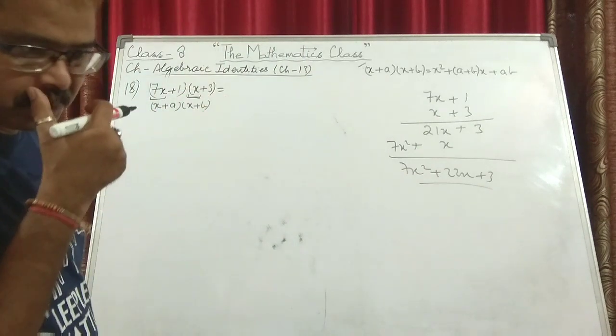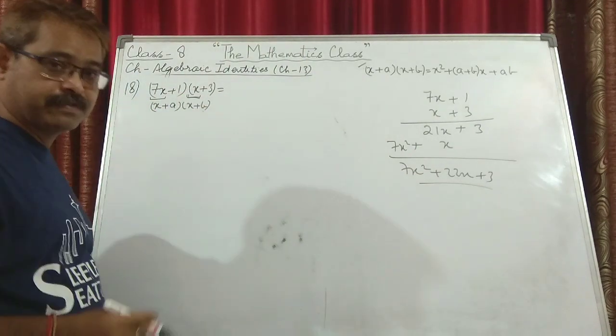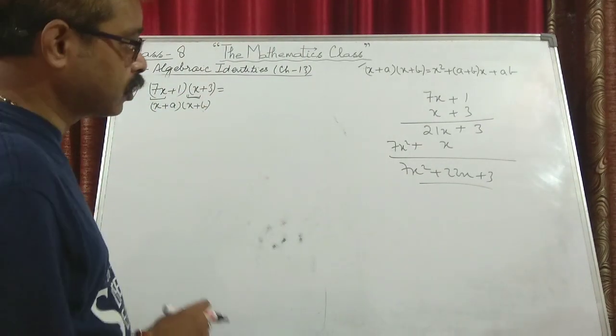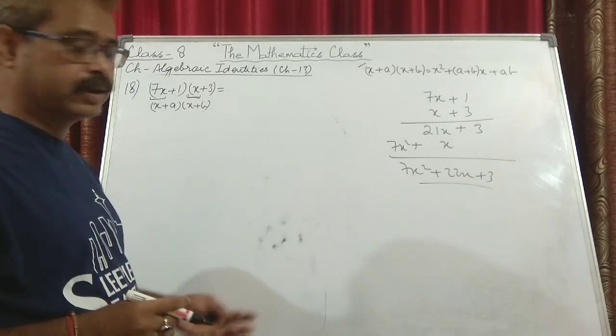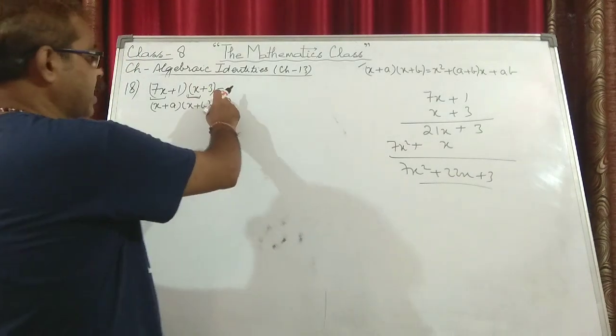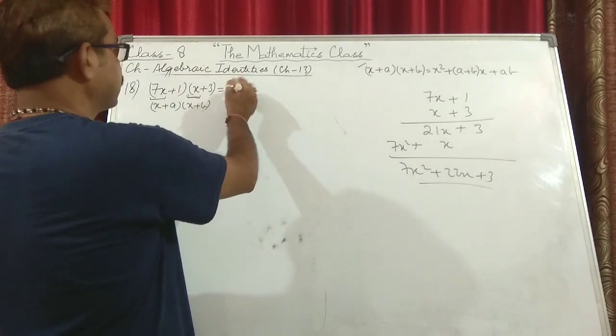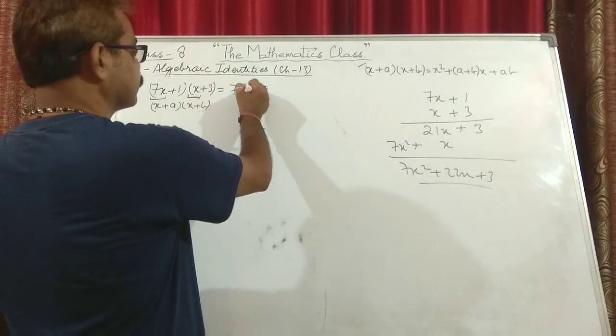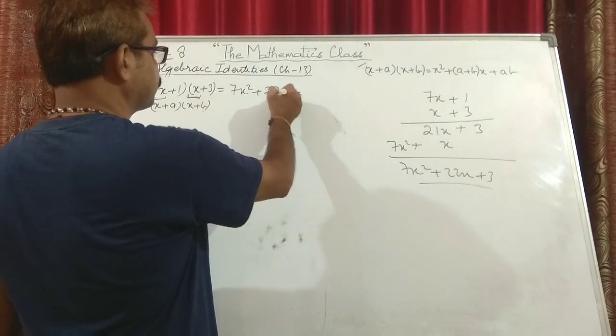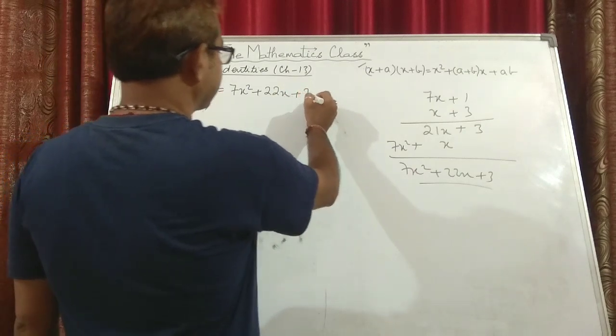If sometimes the question is not in the proper format that you have learned, then you can also apply this method. Simply multiply, and whatever you get as the value, 7x square plus 22x plus 3, is the final value.